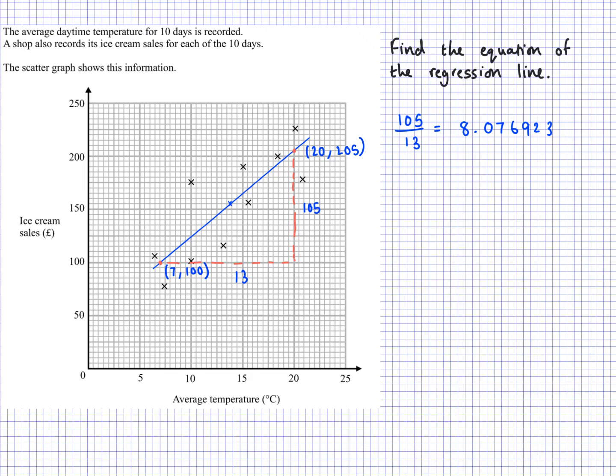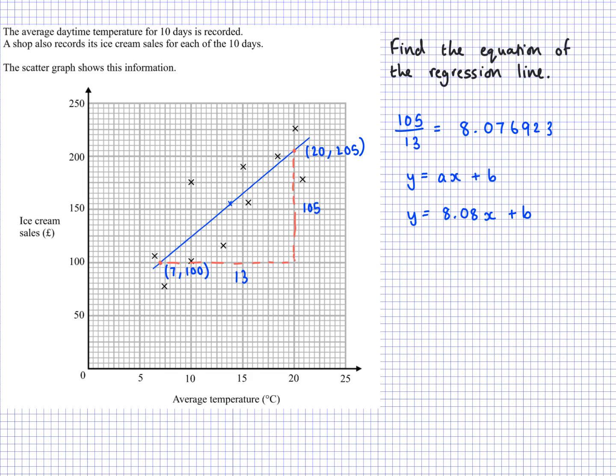Let me write the general form of the equation of the regression line: y equals ax plus b. Now, I've just found my a value, and I'm going to round it to 3 significant figures, so it's going to be 8.08. So y equals 8.08x plus b. Notice I've put a decimal number here, and I've rounded it as well. Previously, you may have put a fraction here, but when we're doing statistics, we're going to use a decimal, and that's fine.